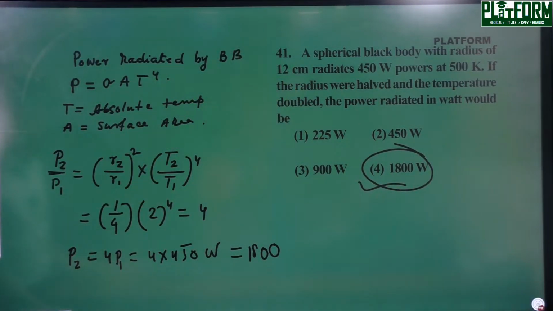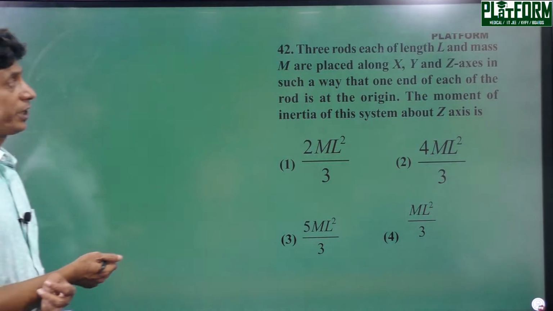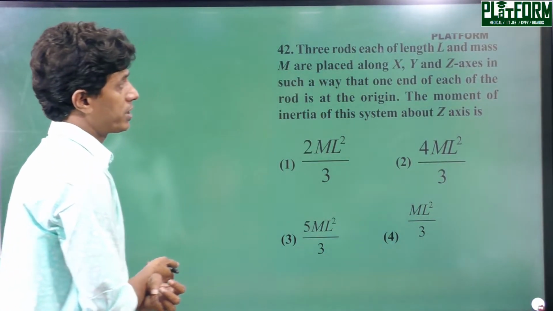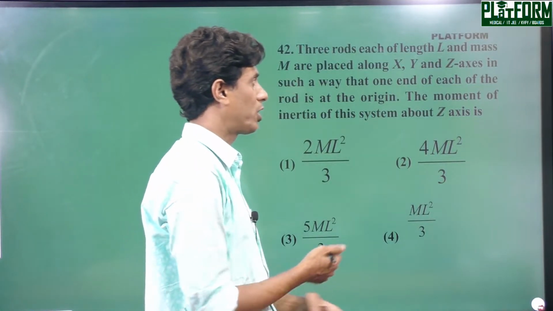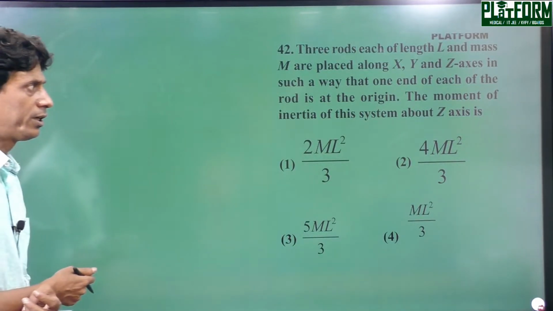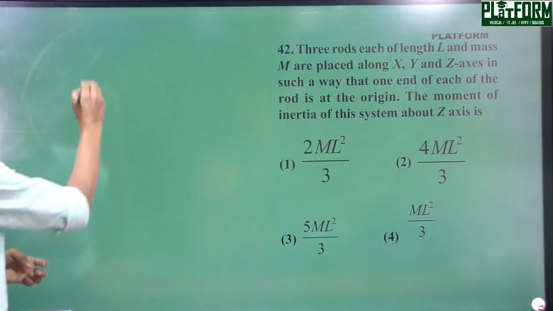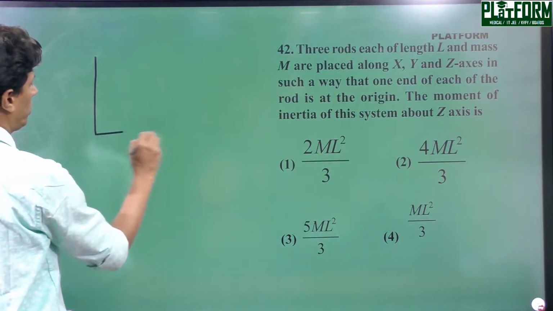Next problem, let us see question 42. It says three rods each of length L and mass M are placed along the X, Y, Z axes in such a way that each of the rods has one end at the origin. Find the moment of inertia of the system.